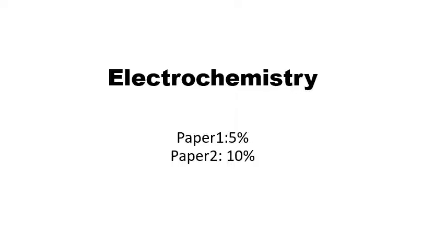This is my third video to discuss the electrochemistry topic. For this topic, there are 5 questions for paper 1 and 10% for paper 2. So let's start our revision by using 4 latest PSPM questions. We start with our first set.